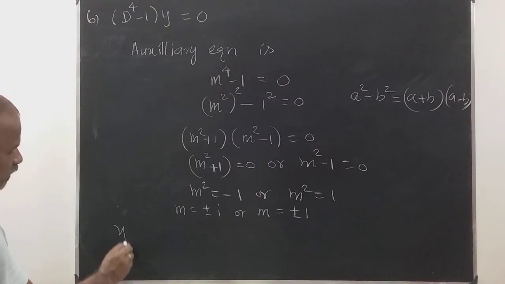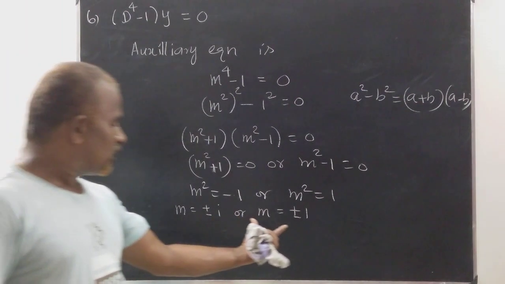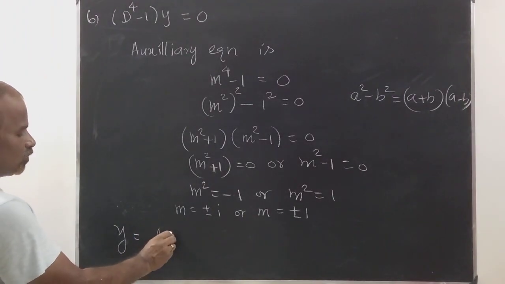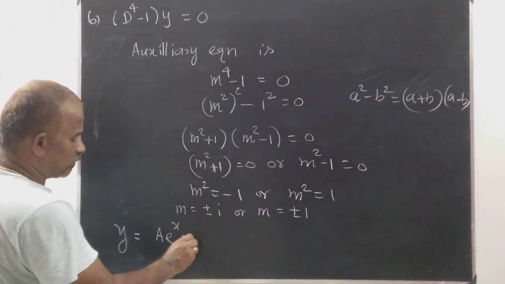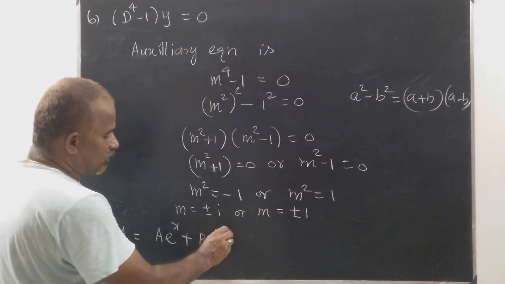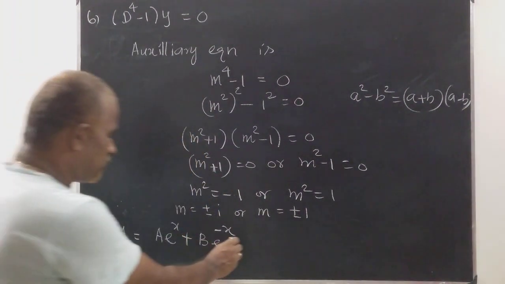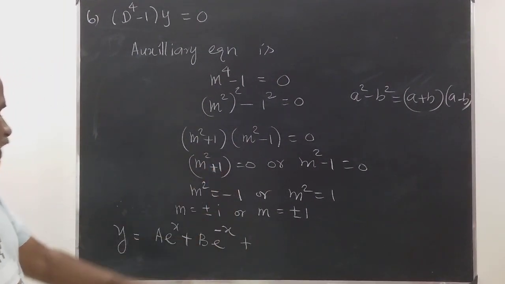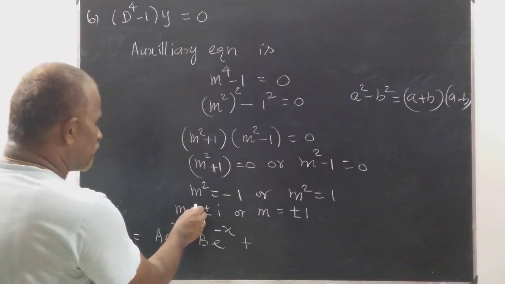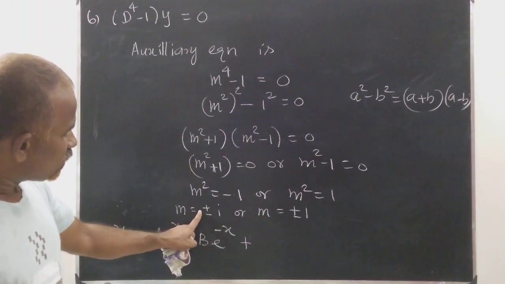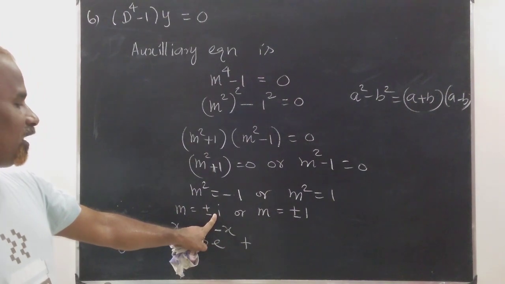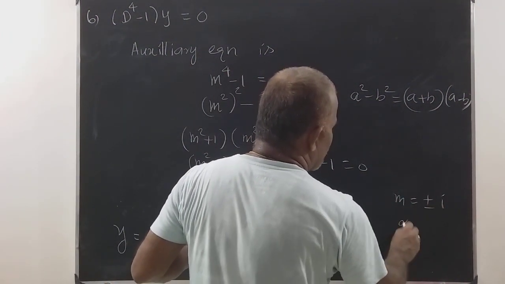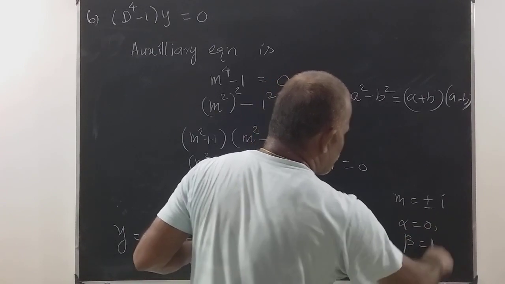So therefore the complementary function is equal to, two roots are real and distinct, so therefore a into e power x plus b into e power minus x plus, here e power alpha x. Alpha is equal to what? 0, because 0 plus or minus i. Alpha is equal to 0. Beta is equal to 1. Therefore m is equal to plus or minus i. Here alpha is equal to 0, beta is equal to 1.